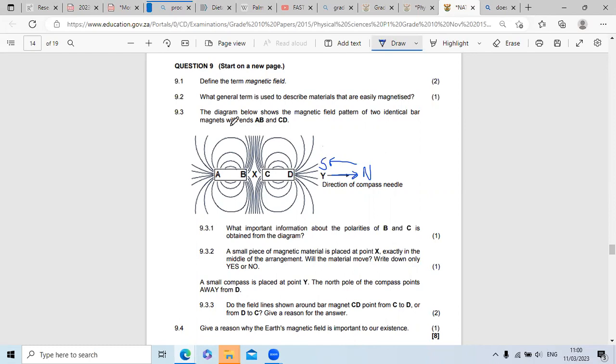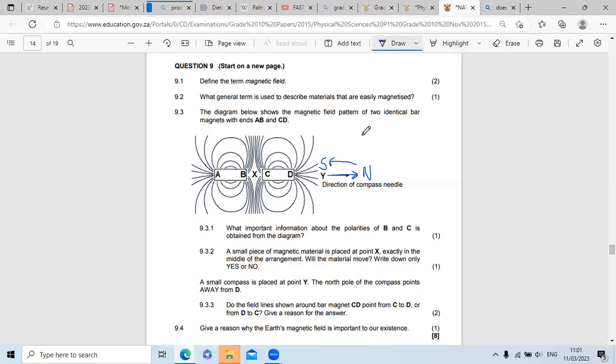And then they say, what important information about the polarity of B and C is obtained from the diagram? Now you remember that when two magnets are attracting, you're going to have the magnetic field lines like this. But in this case, the magnets are repelling.